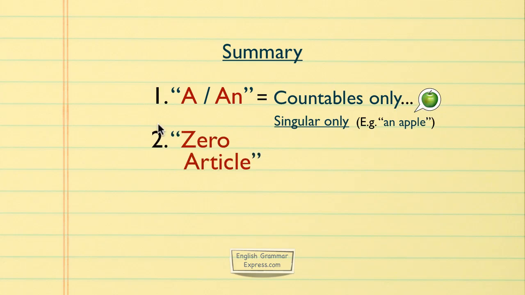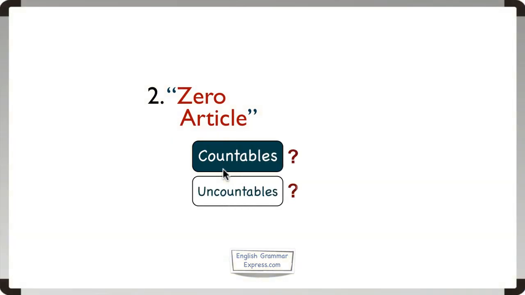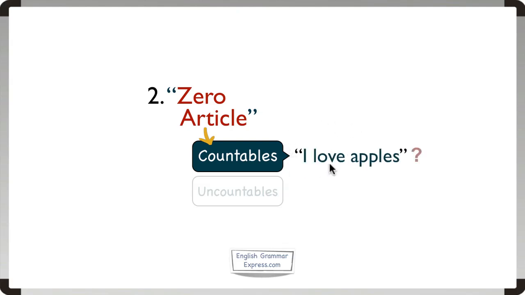Next type of article is zero article, and it's the same questions as before. First question is, can we use zero article with countable nouns? Let's go back to the same example we were using before, which is apple. So can we say, for example, I love apples with the zero article here? And the answer is, yes, we can. Zero article is fine with countables.